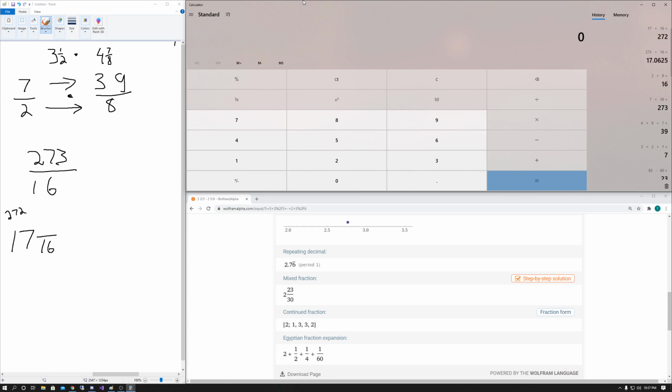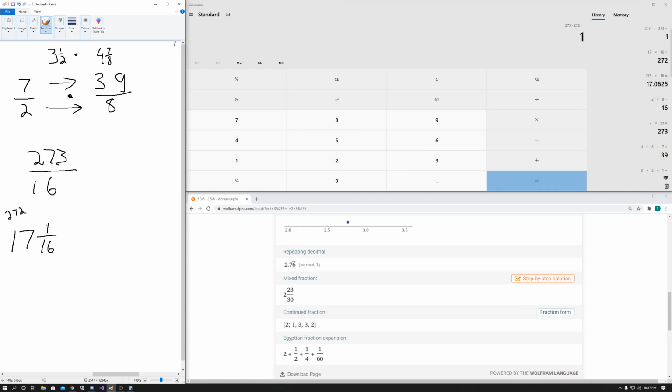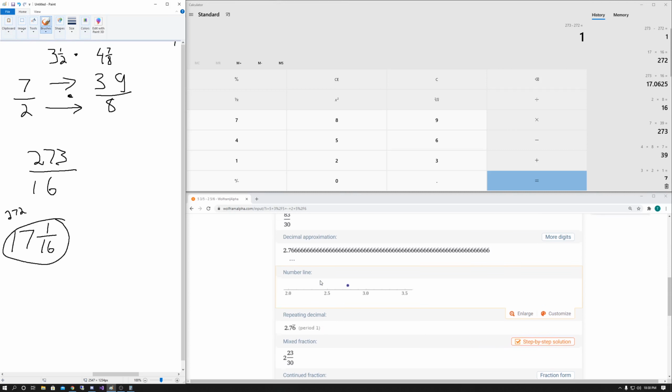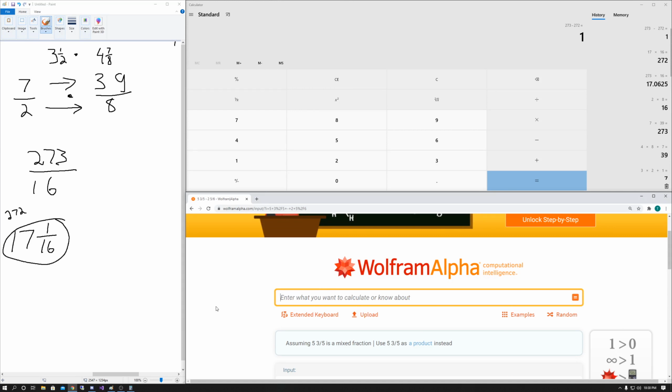Oh, actually, in this case, it's really easy. It was 273 minus 272. Obviously, it gives us 1. So this is our final answer. Because if the numerator is 1, you can't really reduce that anymore. So let's see if that's our correct answer.